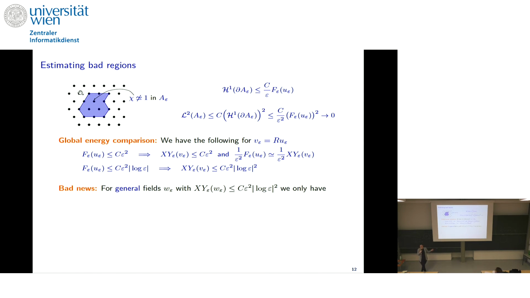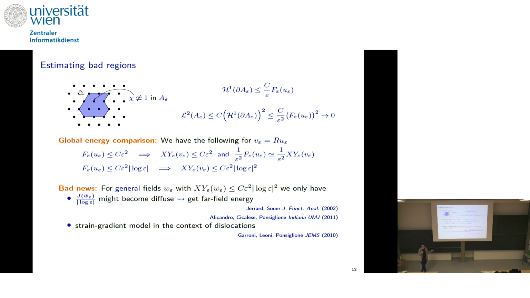So this seems at first glance like bad news, because indeed, if you had a general spin field for which you only have this worse energy bound with the log epsilon squared here, you would not know that you have the nice concentration properties as in the pure logarithmic scaling. Instead, if you rescale the Jacobians, this might still become a diffuse measure. And typically, this tells you that you will see not only an energy concentrated on limiting singularities, but you will see a far field energy. In the context of dislocations, you would typically talk about strain gradient models. But this is going a bit beyond what I want to tell you.